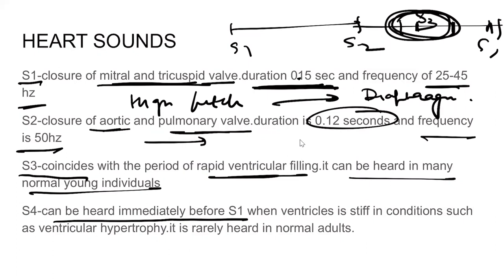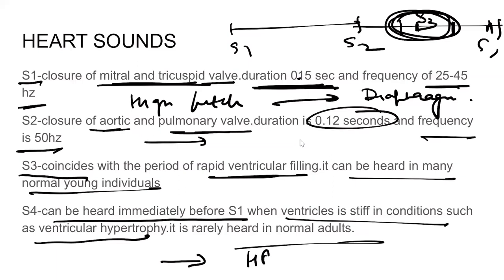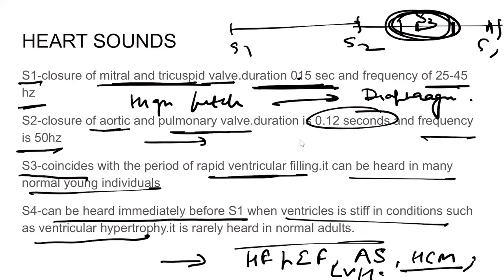When ventricle is stiff in conditions such as ventricular hypertrophy, it can normally be heard in normally old individuals or adults. And it can be pathologically heard in heart failure with preserved ejection fraction, aortic stenosis, and HOCM, hypertrophic cardiomyopathy. We can also have S4 in LVH.